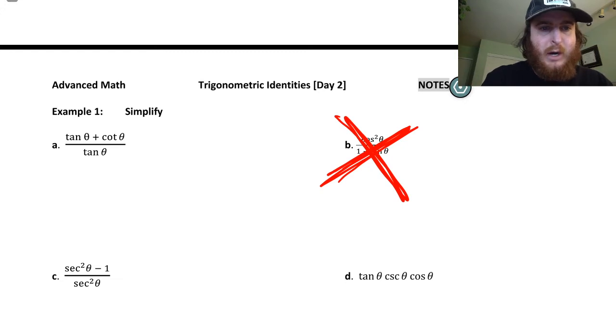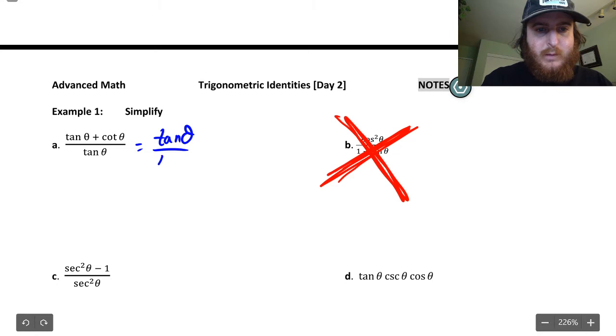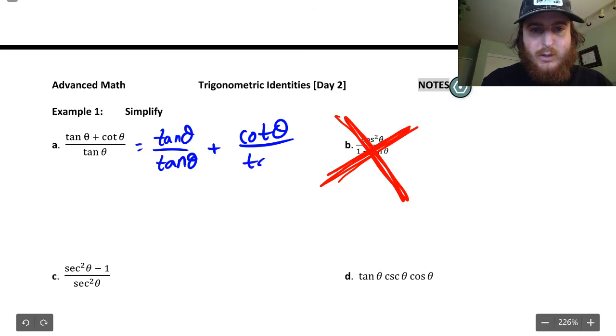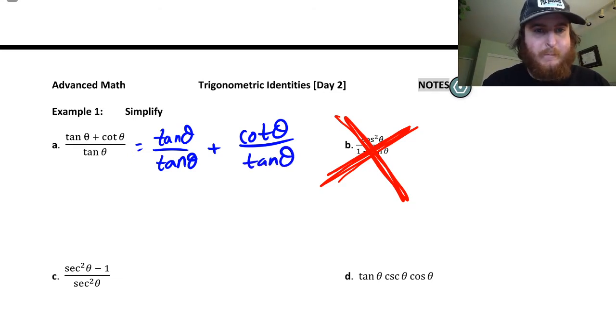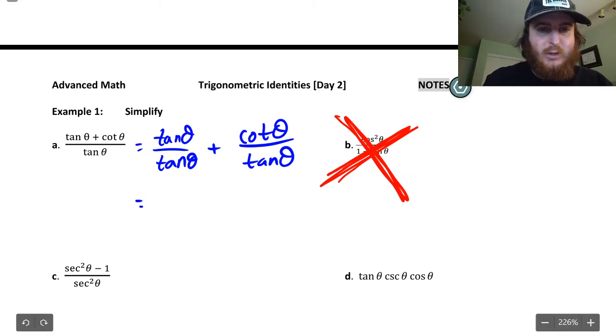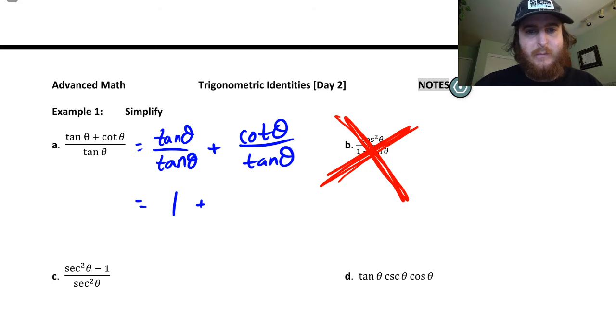So we're going to write this as tangent theta over tangent theta plus cotangent theta over tangent theta. So it's basically going backwards. Right now we have our like denominators, but we just split it. Tangent theta over tangent theta is just 1. And cotangent theta over tangent theta, if you're really, really smart about this, you could kind of take the cotangent, make it 1 over tangent, and put it to the denominator.